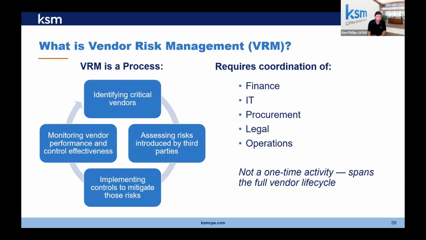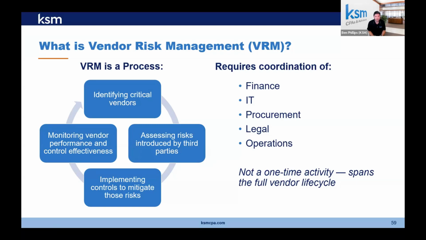So now that we've talked about vendor risk, now let's talk about vendor risk management. Vendor risk management is not a one-time review performed during new vendor onboarding. It's an ongoing life cycle. So I'm going to use VRM as the acronym for vendor risk management today. So a strong VRM program typically includes identifying critical vendors, assessing the risks that they introduce, implementing controls, monitoring performance, and continuously evaluating the control effectiveness of those vendors.